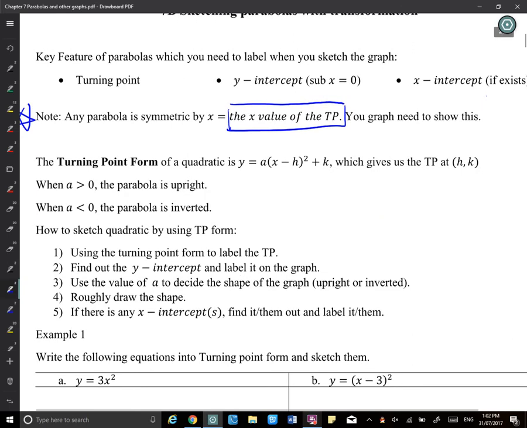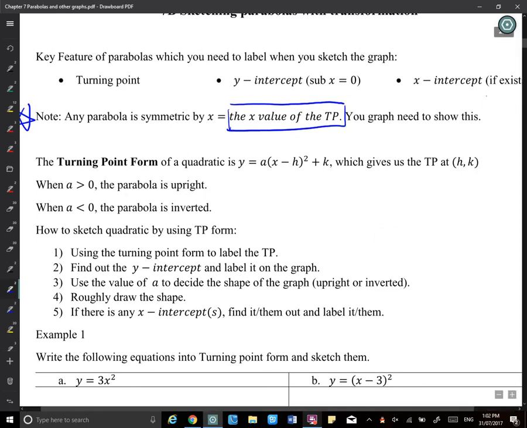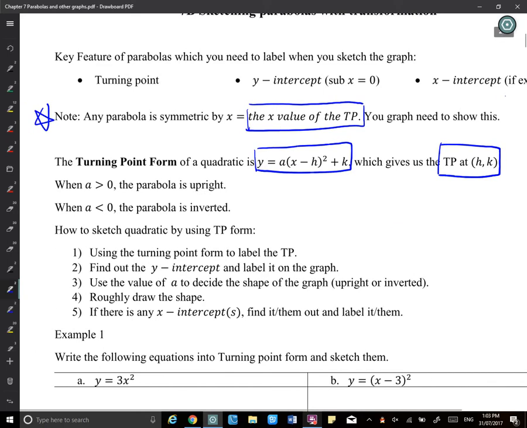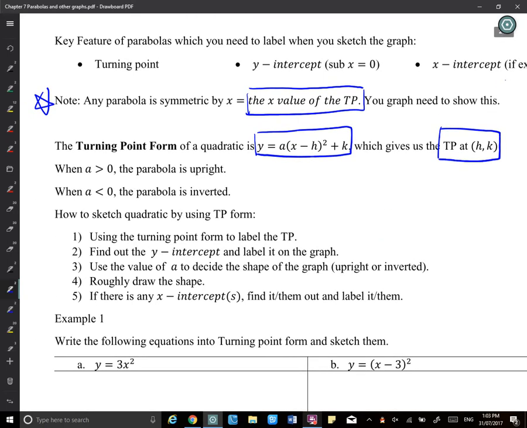Okay, let's have a look. The turning point form of a quadratic is y equals a(x minus h) squared plus k. That's what we talked about last time as well. This turning point form will give you a turning point at (h, k). Next, we can label the turning point first. If you know the turning point form, I can label my turning point. I know that is my turning point.